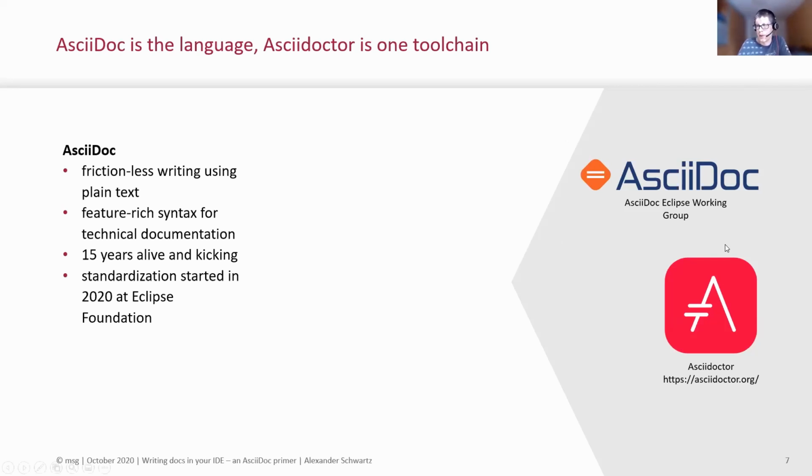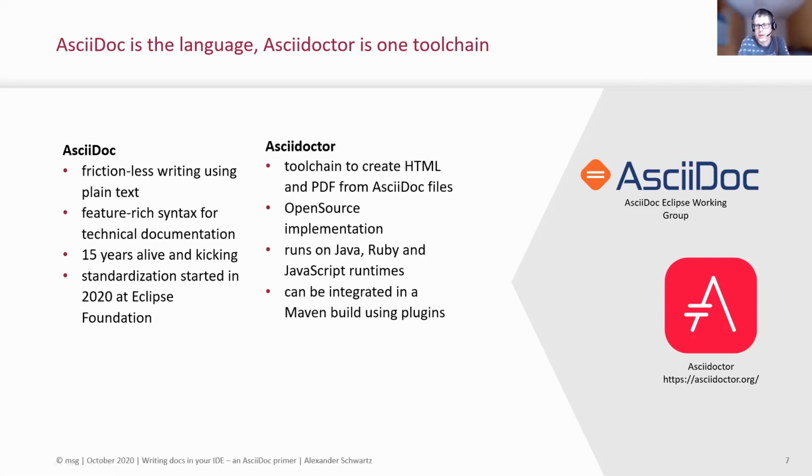So this is also the logo that we have in the upper right corner here. And below that, that's the AsciiDoctor logo. AsciiDoctor is one tool chain to create, for example, HTML files and PDFs from AsciiDoc files. It also supports DocBook, EPUB, and several other output formats. It's an open source implementation. It runs on Java, Ruby, and JavaScript runtimes. Actually, it's written in Ruby, but also runs on Java and JavaScript.